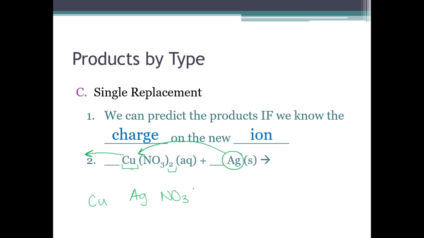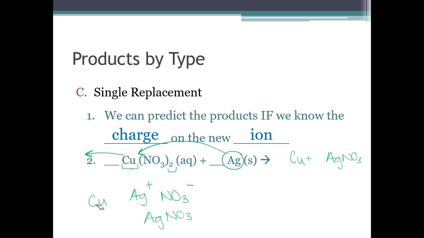We know that we have nitrate, which is NO3 minus. We know that we have silver, which is one of those tricky ones that I asked you to just memorize. Silver has a +1 charge. So when silver and nitrate get together, we're just going to need 1 of each, and that'll be AgNO3. The 2 is gone because we don't need it. So let's put these over here as our products. Cu and AgNO3.